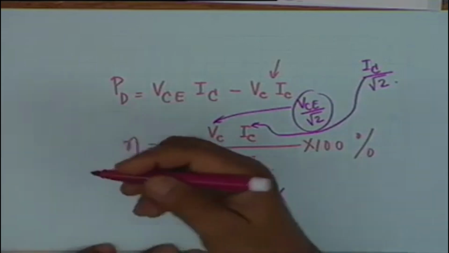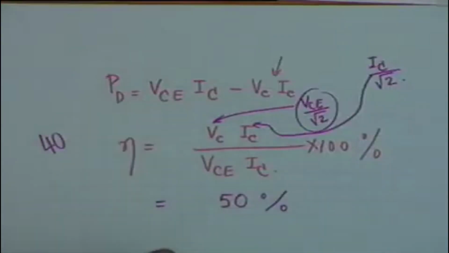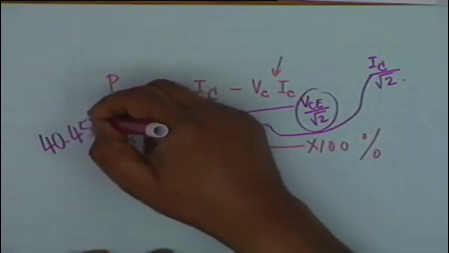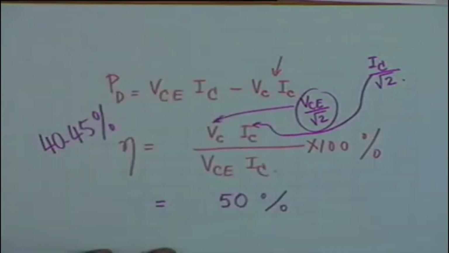The usual values that we get in practice surely should be less than 50, but it is a very encouraging thing that 40 to 45% efficiency can be obtained even by the most negligent designer, which means that even if you have a lot of tolerances in the transistor, in the design, if you are not very careful, even then 40 to 45% with a transformer coupling is very easily obtained.